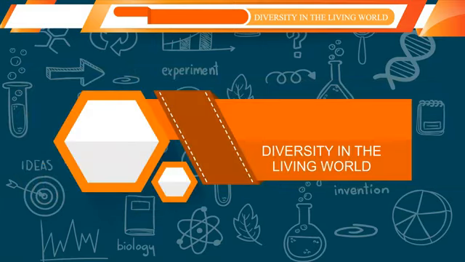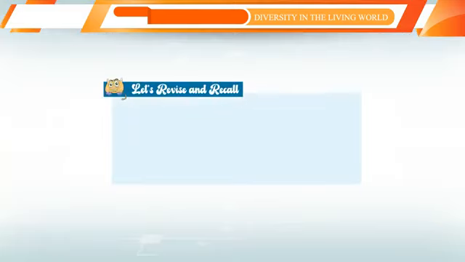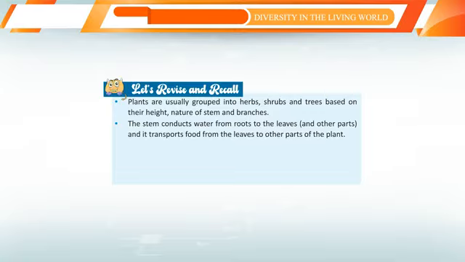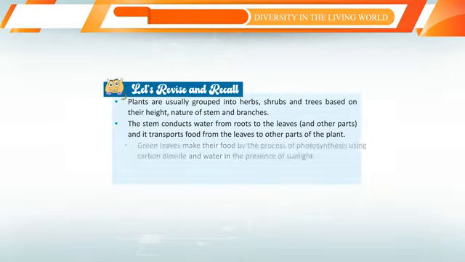Diversity in the living world. Let's revise and recall. Plants are usually grouped into herbs, shrubs, and trees, based on their height, nature of stem and branches. The stem conducts water from roots to the leaves and other parts, and it transports food from the leaves to other parts of the plant.